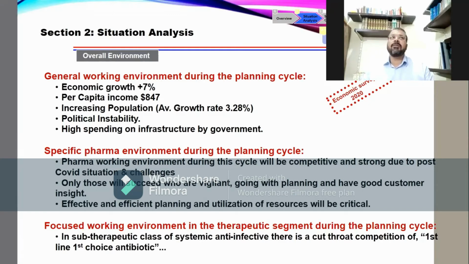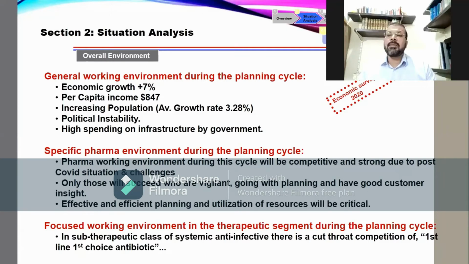And if the government is spending on the health sector, if the private sector is being involved in the development of hospitals and treatment of patients, ultimately these factors either help in growth or decline of the total market. Then the specific pharma environment, how these things will impact your own industry. That pharma working environment during the cycle, maybe this is just a random comment. It's not. You can say that it's a dummy comment.